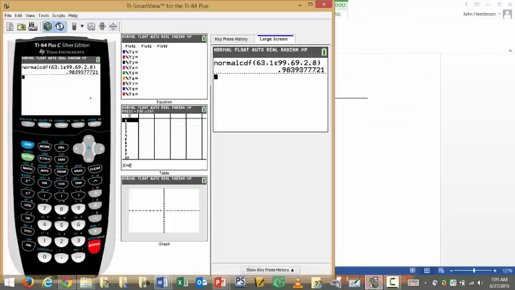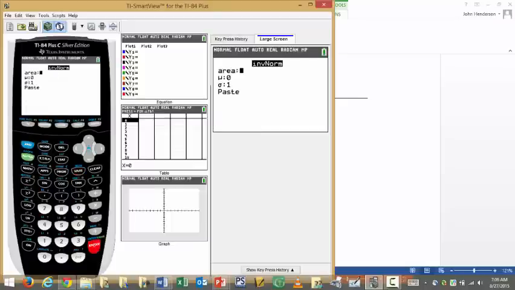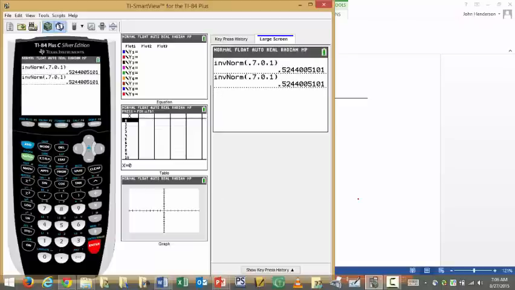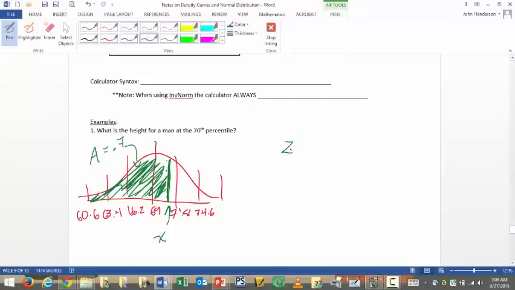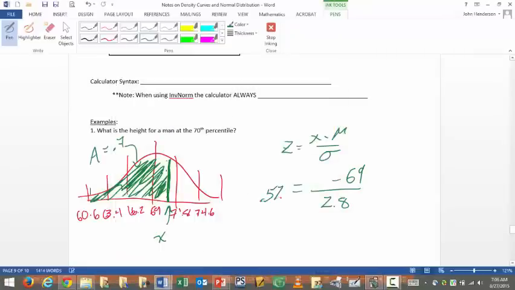Again, you go into that second vars or the distribution menu, and you scroll down to the third one. Right there it is, inverse norm. Now, we're looking for the area 0.7. If we go all the way to the bottom, what this gives us is our z-score, 0.52. So here's your formula, x minus mu over sigma. This time, we still know that mu is 69 and the standard deviation is 2.8. But this time, we're starting with the z-score and working our way backwards. We can solve that algebraically: multiply by 2.8, add 69. There's one way to do it.